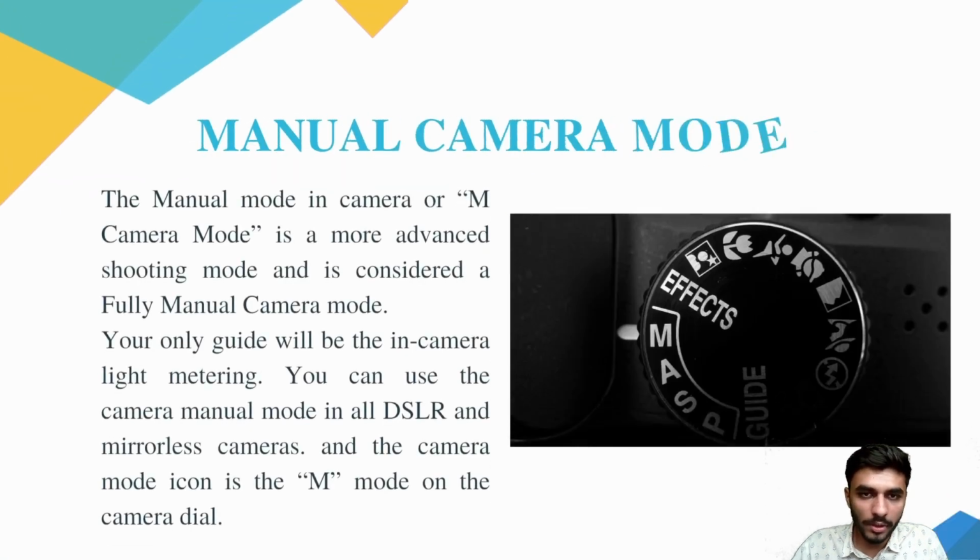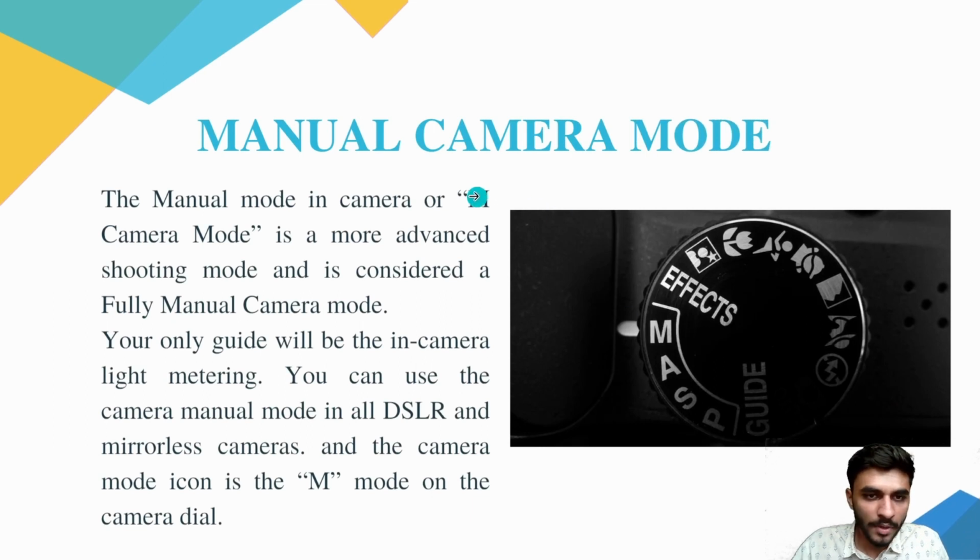Now the next shooting mode is the manual camera mode. The manual mode in camera is a more advanced shooting mode and is considered a fully manual camera mode. Your only guide will be the in-camera lighting meter. You can use the camera manual mode in all DSLR and mirrorless cameras. The manual camera mode is marked as M for all types of cameras.